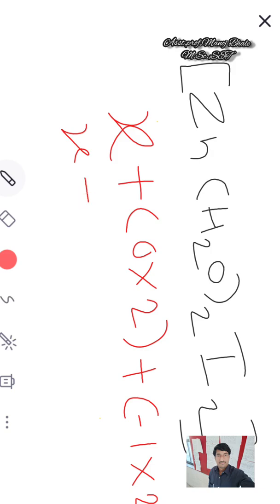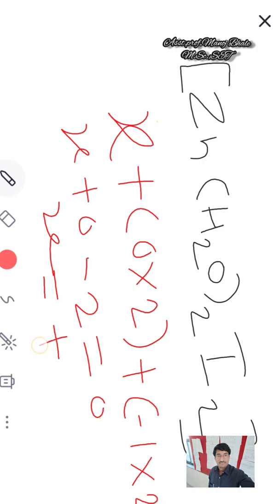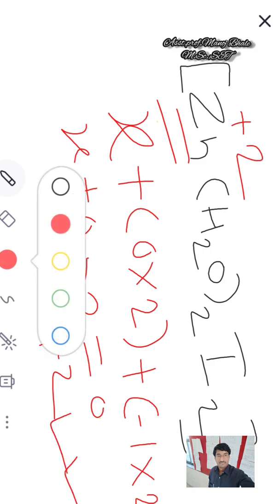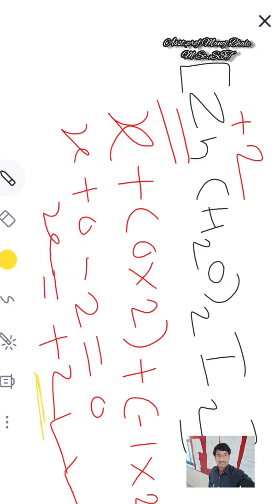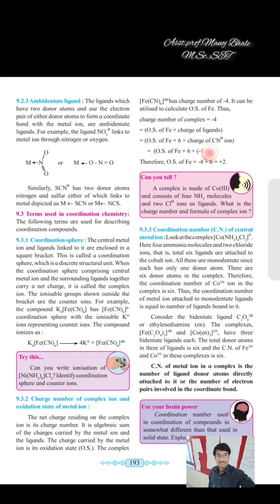0 into 2, that is 0, plus -1 into 2, that is -2, is equal to 0. So X is equal to +2, that means the charge on the zinc is +2. So +2 is our correct answer. So who gave the +2 answer, which is the correct answer? We have seen up to the last point.